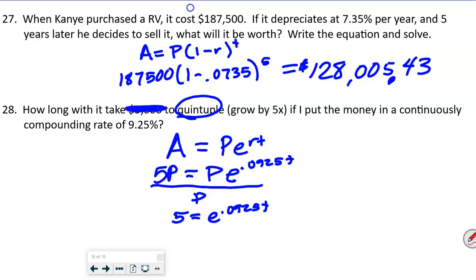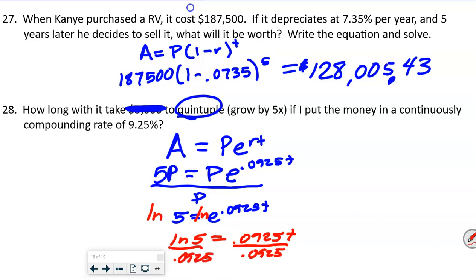How do we get rid of e? We take both sides to the ln. So we're going to have the ln of 5 is equal to 0.0925 t. And when I took the ln of 5 and divided it by 0.0925, which I would just do the ln of 5 in my calculator and leave it there and divide it by that number, I got 17.4 years.